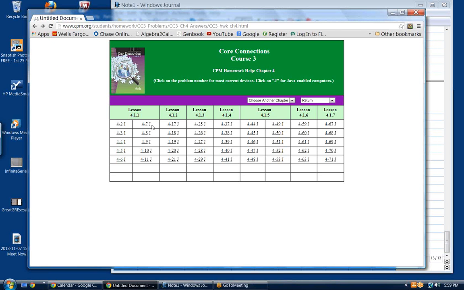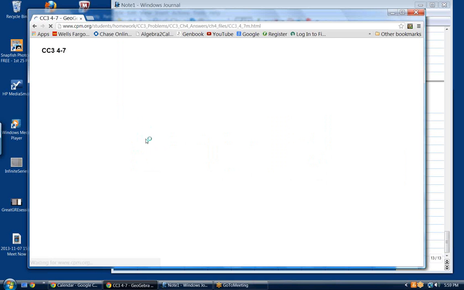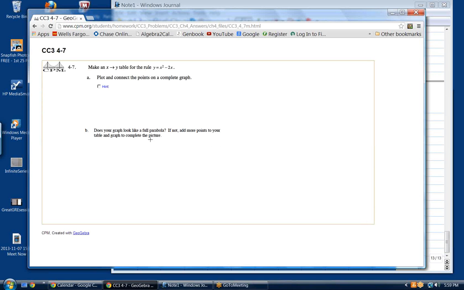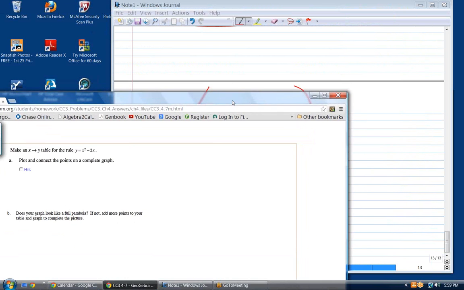So you want to go to 4-7 next? Those are graphs. 4-7 and 4-8 are graphs. So I think you can do 4-9, I think. Is there a reason you don't want to do these? We can. Okay. Let's do at least one of them.